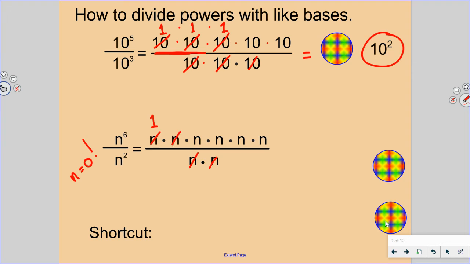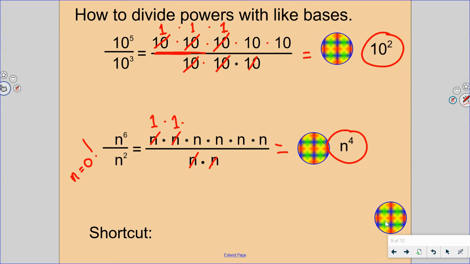And we have another n divided by n is still 1. Now, what does that leave us with? N to the fourth power. I don't feel that you need to write the 1 as its coefficient, but if you would like, there's nothing wrong with it. So remember when multiplying powers, things tended to expand or get bigger.